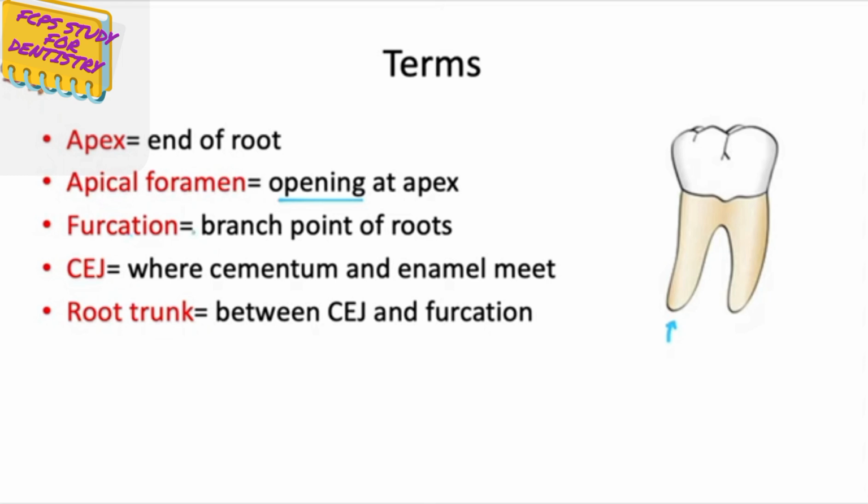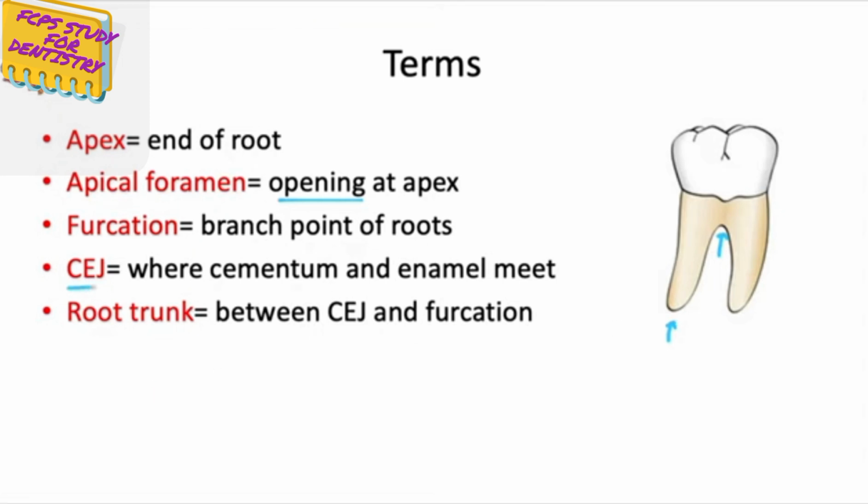And just like how a tree branch splits into two, some teeth have multiple roots, and that branching point or dividing point of a multi-rooted tooth is called the furcation. It's called a bifurcation if it branches into 2 roots, and a trifurcation if it branches into 3 roots.